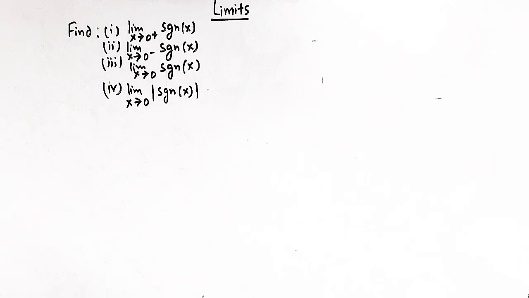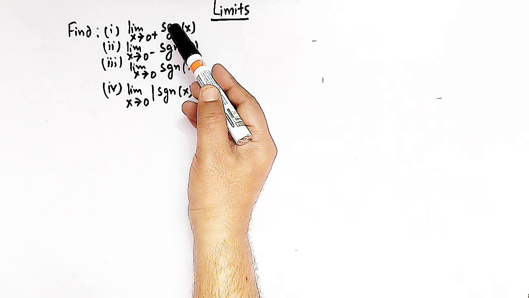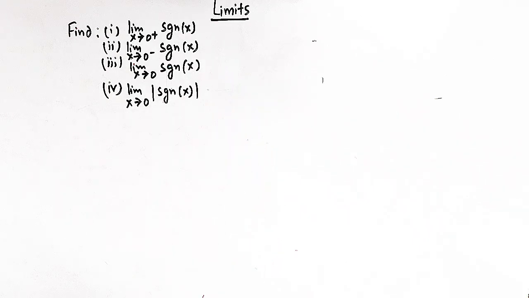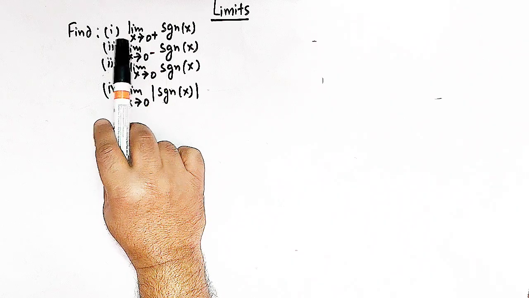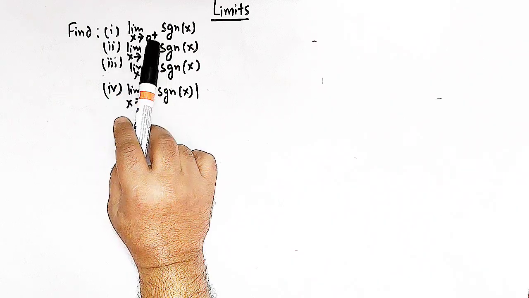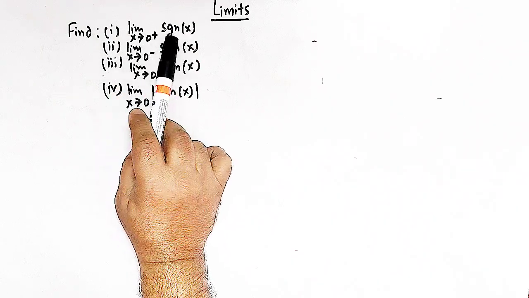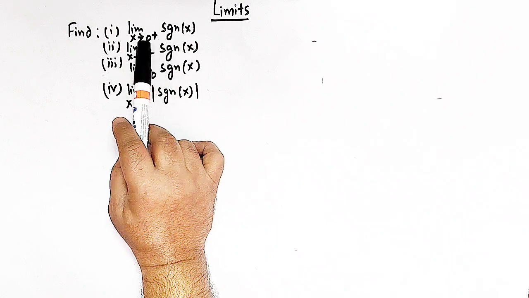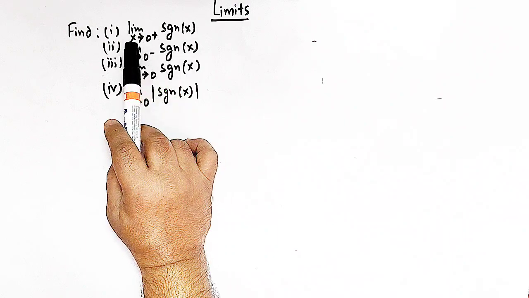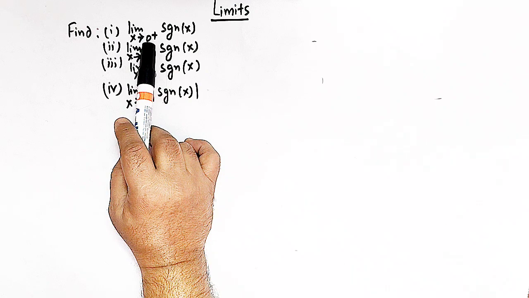Hello, viewers. In today's session, we are going to discuss these four important limits. Here we have to find out the limits, that is, limit x tends to 0 positive, and here the function is signum of x. So here we have to find out the right hand limit of signum of x when x approaches 0.